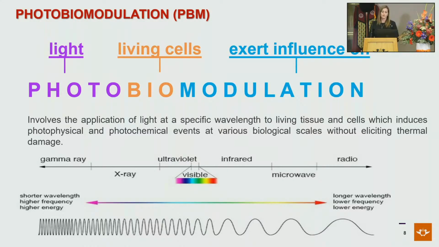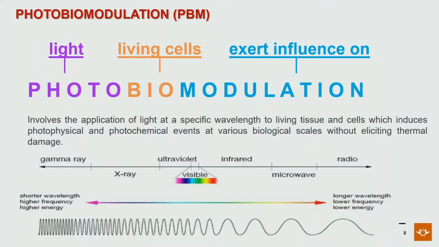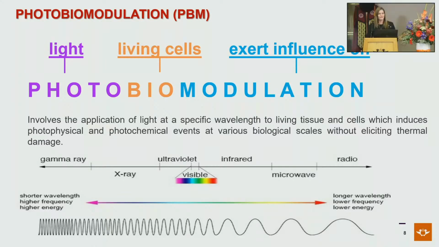The term low level is frequently used because the light that is used is of a very low energy density or fluence, and it has very low irradiance. So it shouldn't be confused with other forms of laser therapies which make use of very high-powered light, such as in laser hair removal and in laser tissue resurfacing.